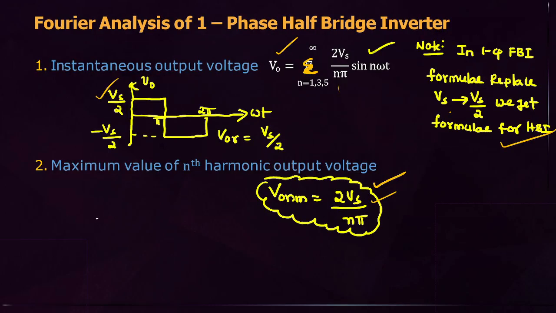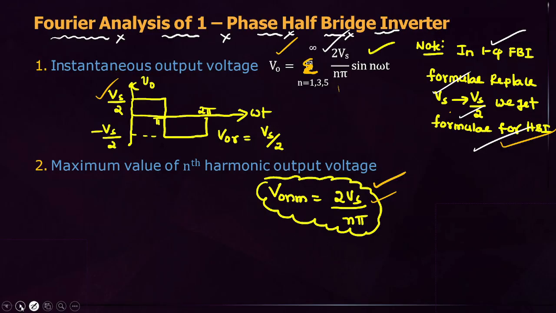Next, you have to see the Fourier analysis of the half bridge inverter. I told you already, just to remember: in the single phase full bridge inverter formulas, replace Vs by Vs by 2, and we get the formulas of the half bridge inverter. In the full bridge inverter it is 4 Vs by n pi, but here it is 2 Vs by n pi. That is, all the full bridge inverter formulas divided by 2 give the half bridge inverter formulas.